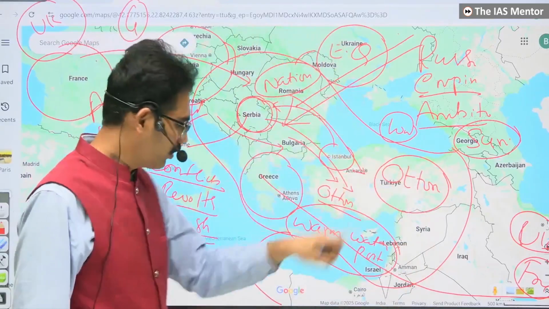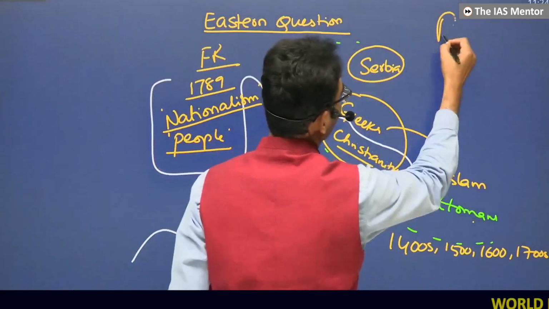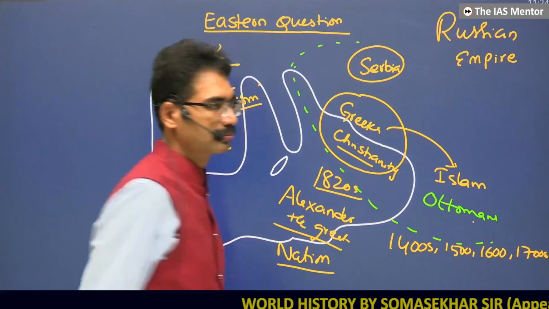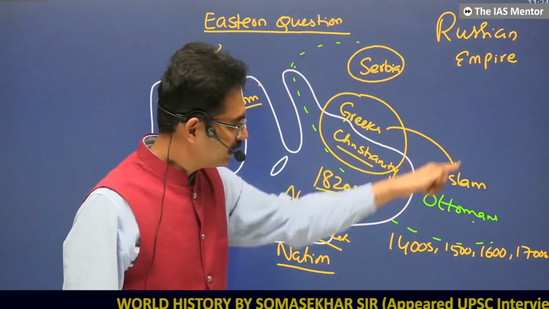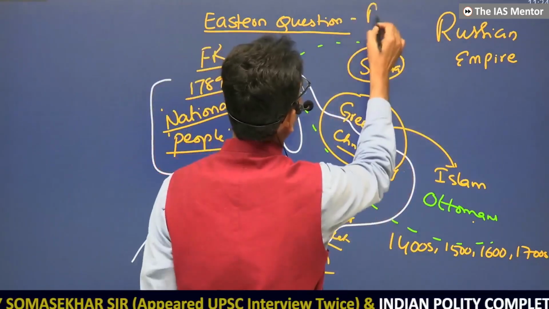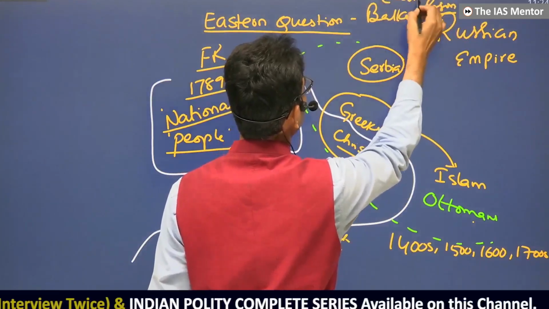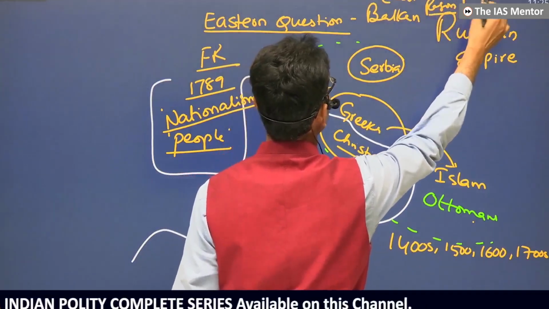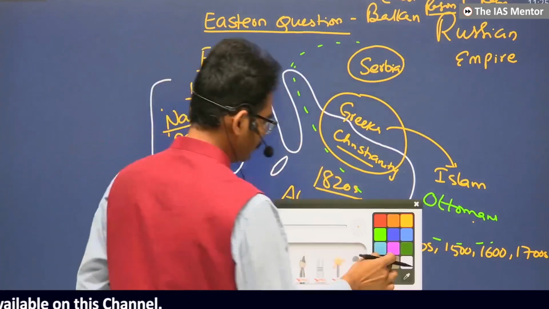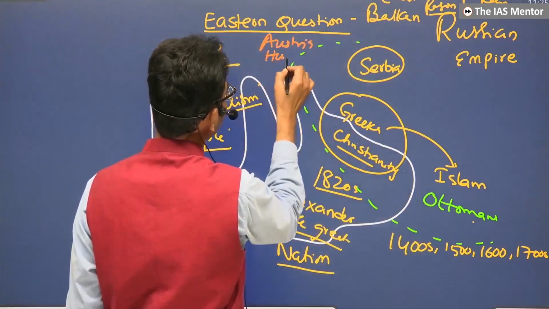Could you see this? Now, in the diagram, Serbians, this side, the Russian Empire. So, the Eastern question means the political developments that are taking place in the Balkan region, or Eastern European region. The Russian Empire wanted it because it wanted a warm water port. And this side, the Austria-Hungary Empire.